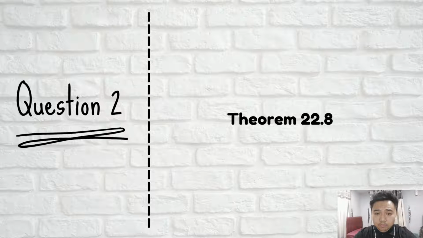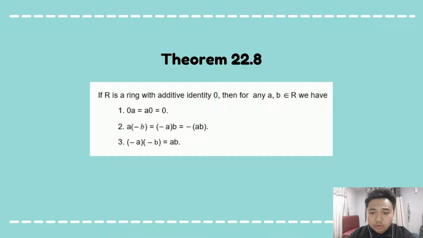Now, I will be presenting question number 2. We chose theorem 22.8. Theorem 22.8 states that if R is a ring with additive identity 0, then for any A, B elements of R, we have the first property, that is 0A equals A0 equals 0. The second property, A times negative B equals negative A times B equals negative of A times B. The last property is negative A times negative B equals A times B.